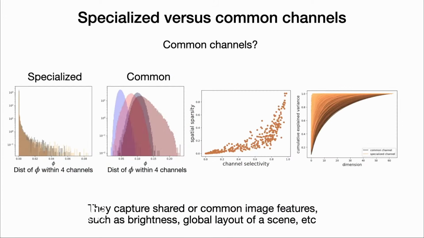There are some statistical differences between the specialized channels and the common channels, but the common channels are harder to interpret, though we did a bunch of analysis on them. Basically what we arrived at is that they are responding to structures that are common between different images, like luminance and the general layout, and they respond to a lot more frequencies. The distribution of phis inside each of these common channels is more Gaussian. But there is a lot more work that needs to be done here.